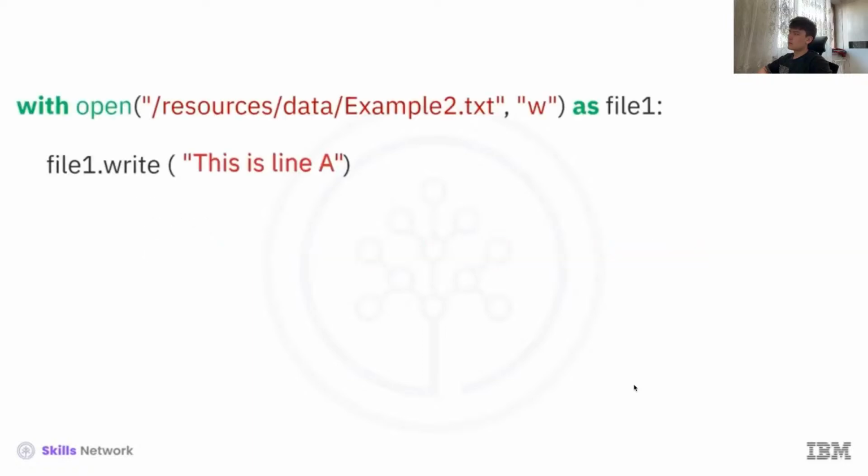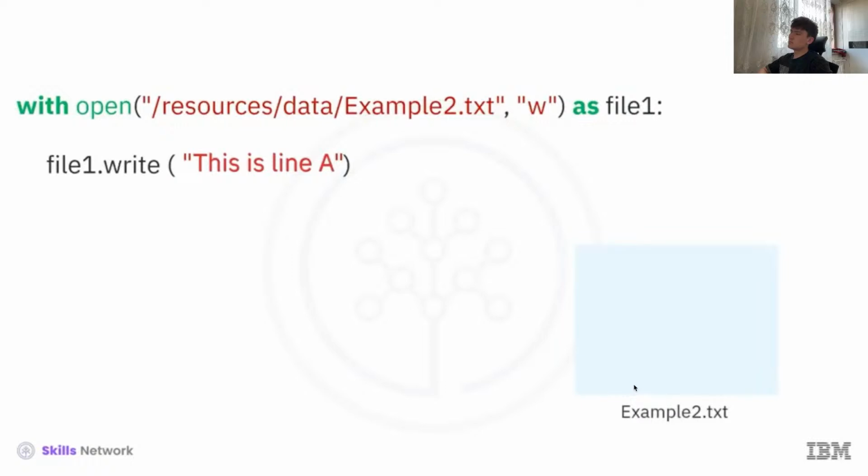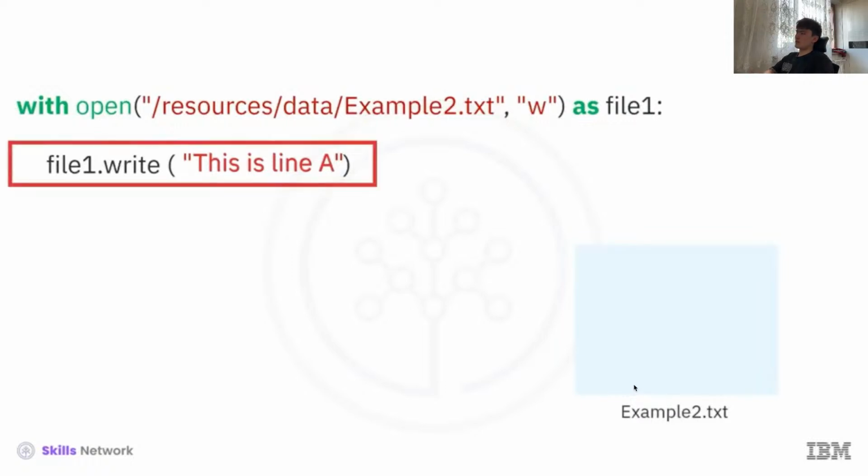As before, we use the with statement. The code will run everything in the indent block, then close the file. We create the file object file1. We use the open function. This creates a file example2.txt in your directory. We use the method write to write data into the file. The argument is the text we would like input into the file.